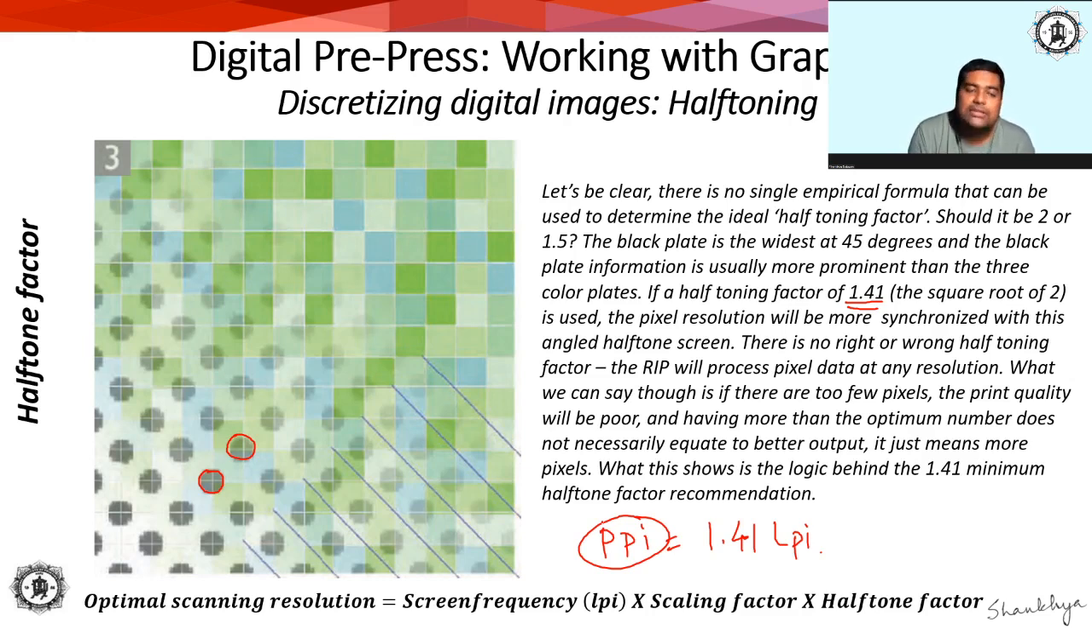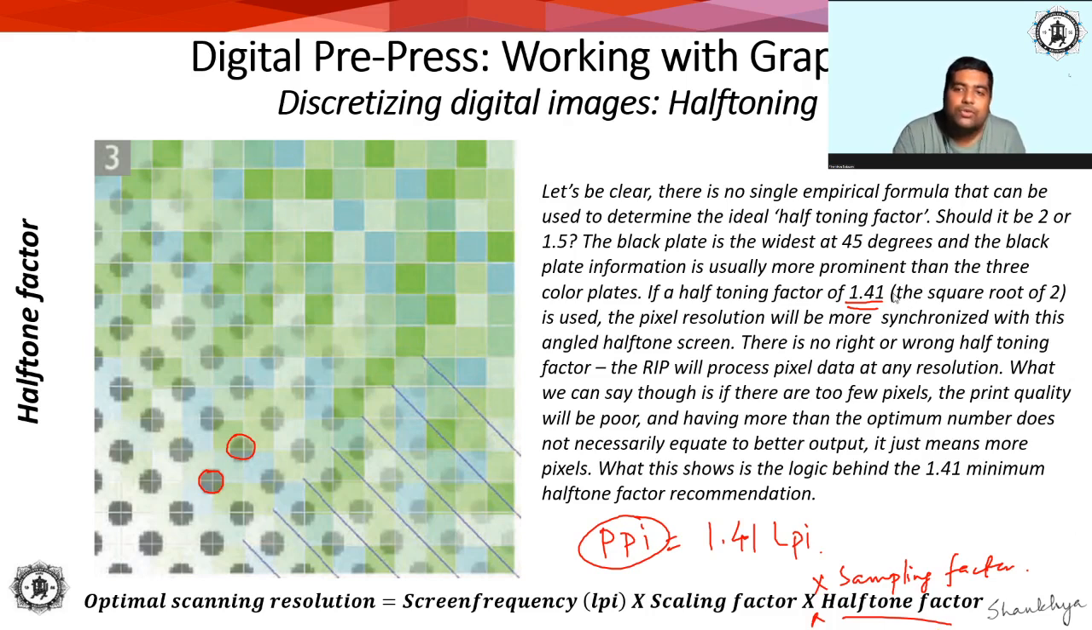Now with this knowledge in mind, I am going to introduce this half-toning factor into your optimal scanning resolution formula. Initially it was screening frequency into scaling factor into sampling factor. So now the optimal scanning resolution will become screening frequency into scaling factor into sampling factor into halftone factor. So this will become your new formula for considering any scanned image for processing or for correction.